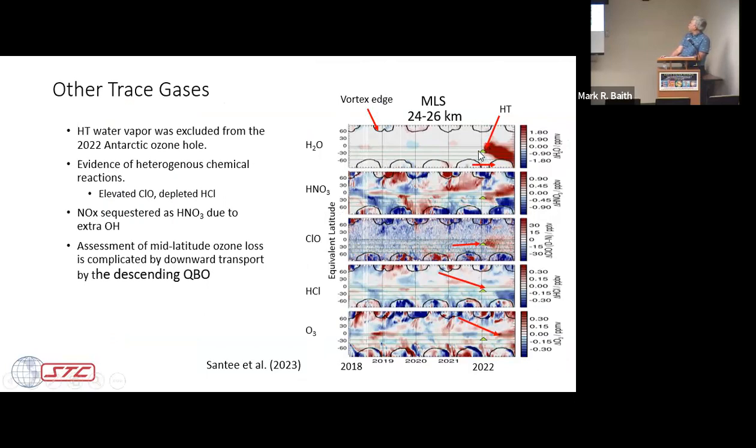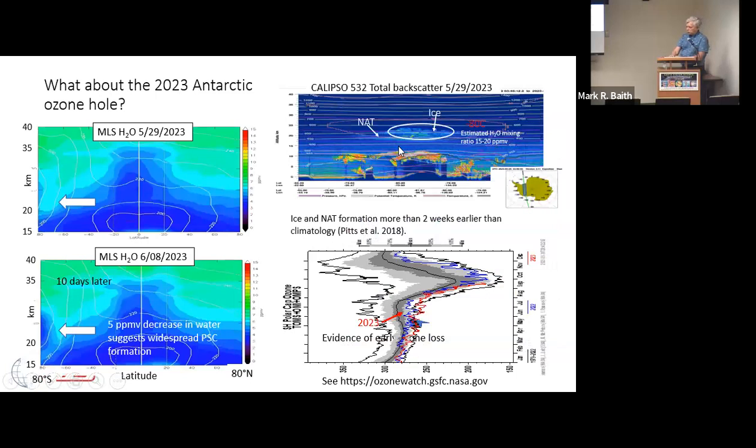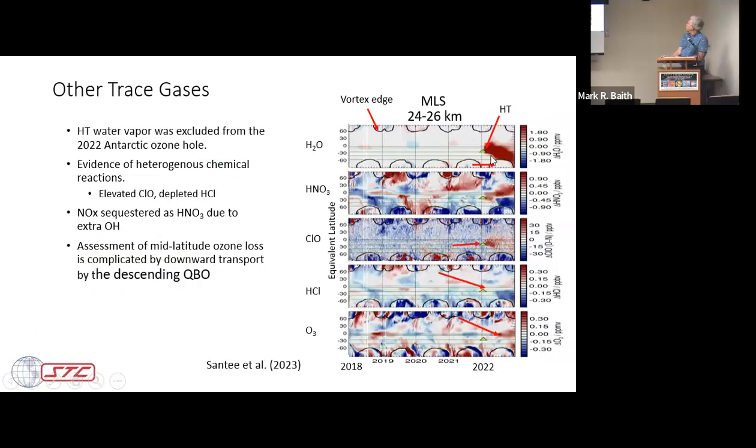The important point is that here's the eruption, this little green volcano thing, and you see the water vapor from MLS, and you can see that it's excluded from the vortex edge. So the 2022 ozone hole was formed and isolated before the water vapor really got to that point. So it didn't have anything to do with 2022. But let's look at some other things here.